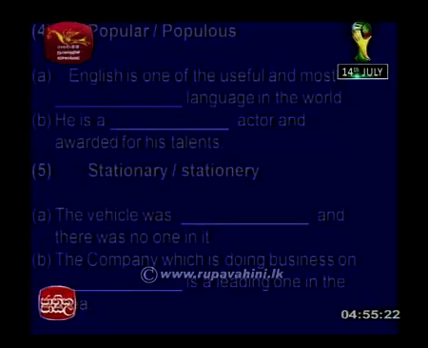Again, two words similar in pronunciation but different in meaning. Right? English is one of the most useful and popular languages in the world. He is a popular character and awarded for his talents. You feel for the two answers, two questions, what do you feel? Is it the same word?